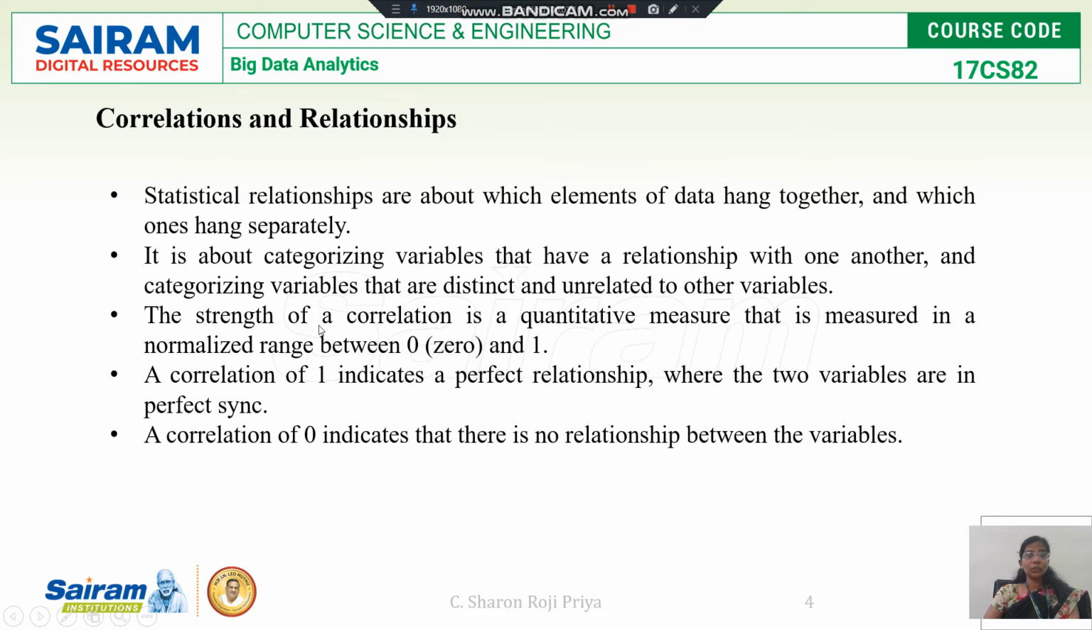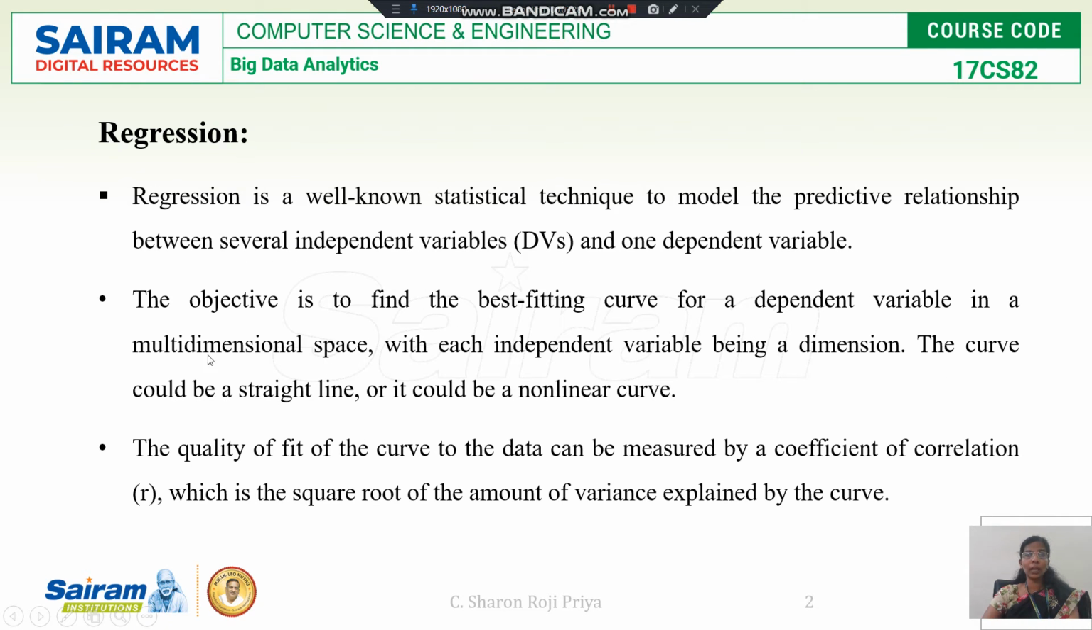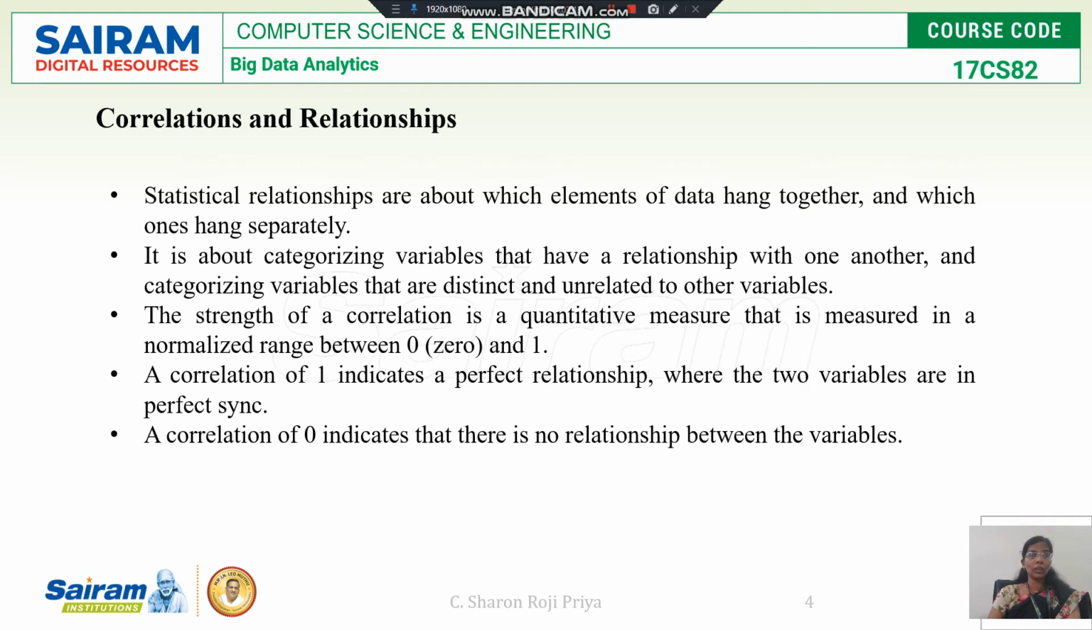The strength of this correlation is a quantitative measure that is measured in a normalized range between 0 and 1. As I said, regression is a technique to model the predictive relationship between two variables. And if I want to measure the strength of this relationship, I'll go for correlation.